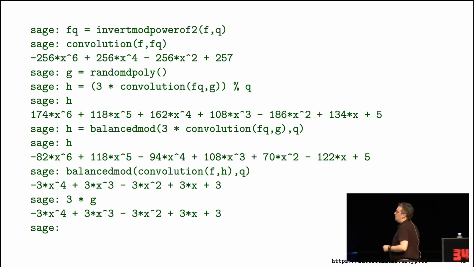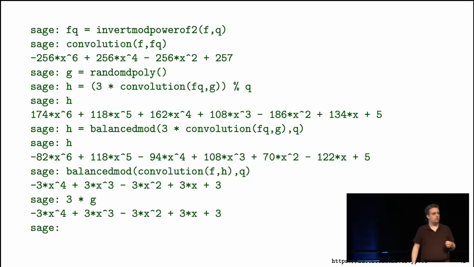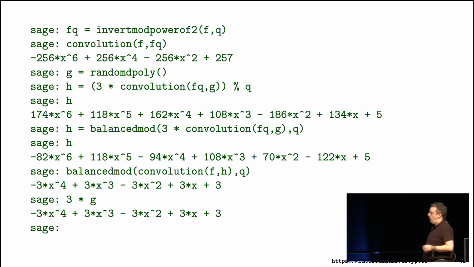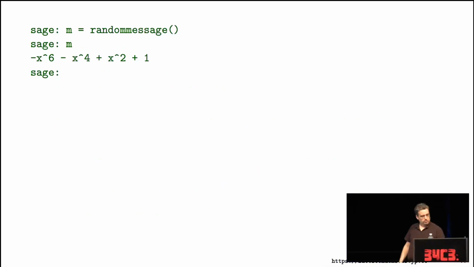And to check what this f_q was supposed to do, the whole point of h is that if you multiply h by f, multiply the public key by this important part of the secret key, modulo q, then you get the same thing as 3 times the random g that was come up with as another secret. All right, let's see if we can encrypt.